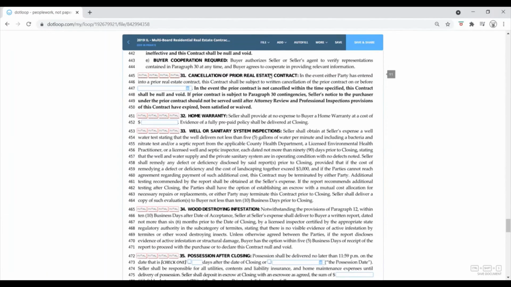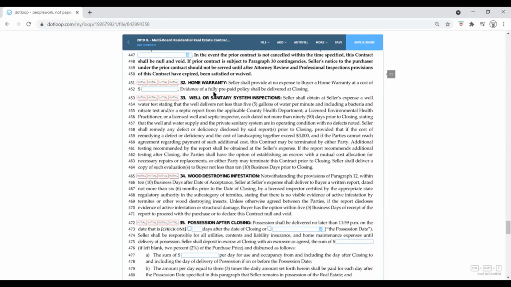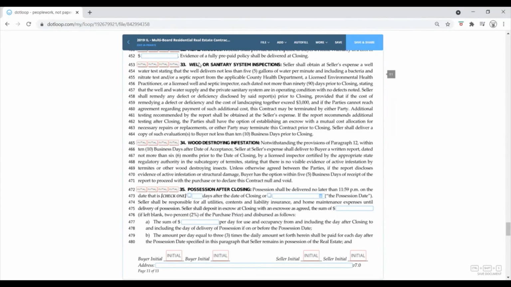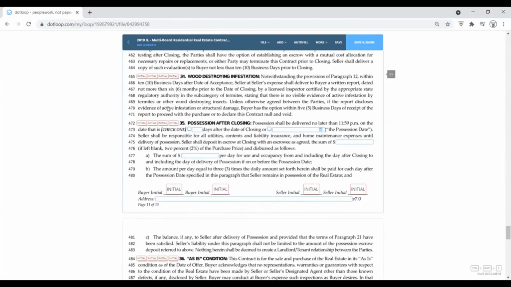If you need to cancel a prior contract before entering into this contract, you'd mark here. If you're doing a home warranty, here. If the place is on well, you're going to need a well or sanitary system inspection, so go ahead and get that marked. Wood destroying infestation, a lot of times FHA loans require this, but make sure. Or if you had an inspection and the inspector said, hey, it's possible that this is going on, definitely get this done.